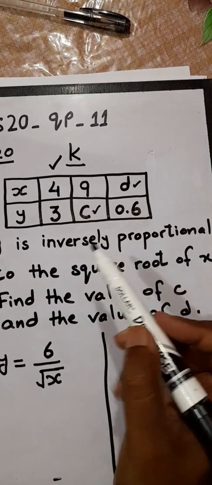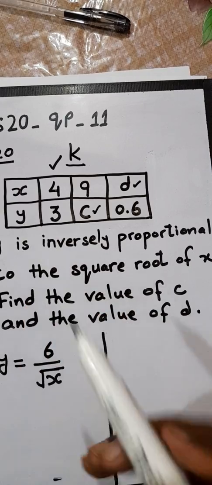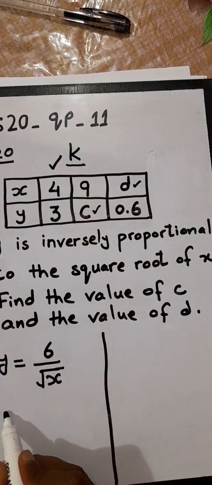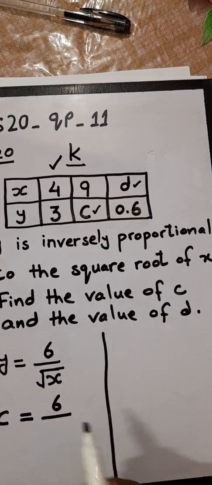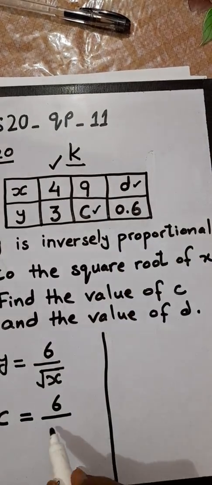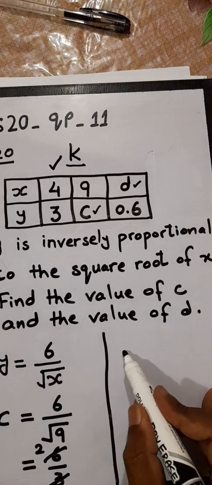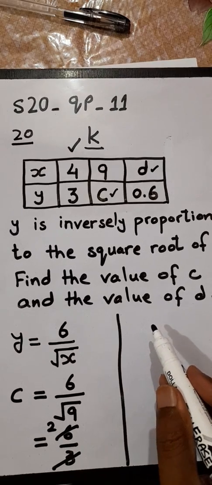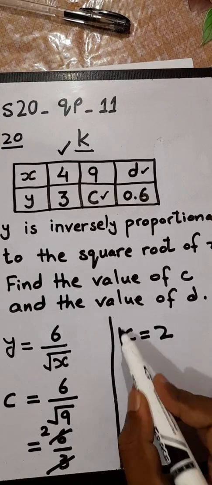As you know, first we have to find out the value of c, that belongs to y. So we will substitute y as c equal 6 over the value of x, which is 9, so square root 9. So it will be 6 over the square root of 9, which is 3. So 3 2s are 6. So the value of c is equal to 2.